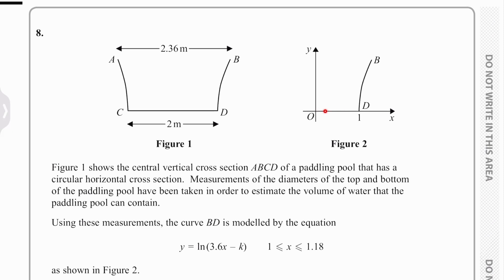So you can see from this diagram that when x equals 1, y equals 0, so we can substitute both of them into this equation. So 0 will equal the natural log of 3.6 minus k. And we know the natural log of 1 is 0, so 3.6 minus k has to equal 1. So k will equal 2.6.